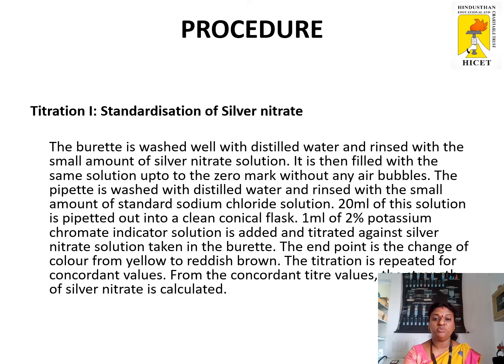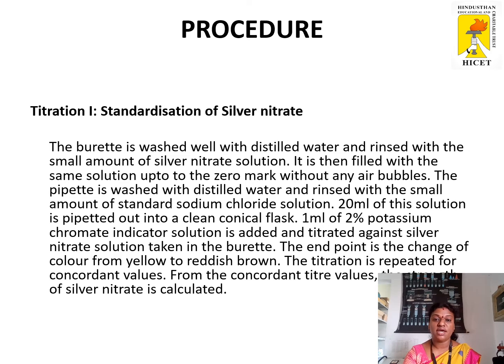First, we have to wash the burette and fill it with the silver nitrate, and then wash the conical flask. Take the pipette and pour 20 ml of sodium chloride into the clean conical flask. Then we add 2 drops of indicator, potassium chromate, into the conical flask. After adding it, the color will be yellow. After this, we have to titrate it against the silver nitrate. The color change from yellow to reddish brown is the end point.